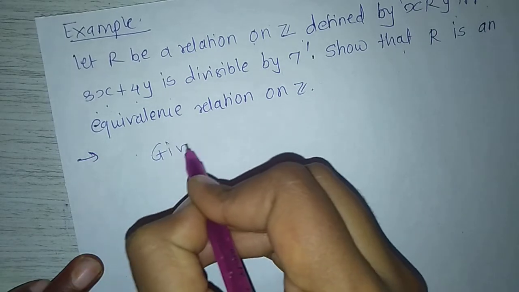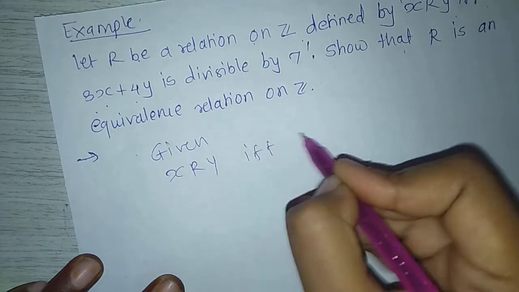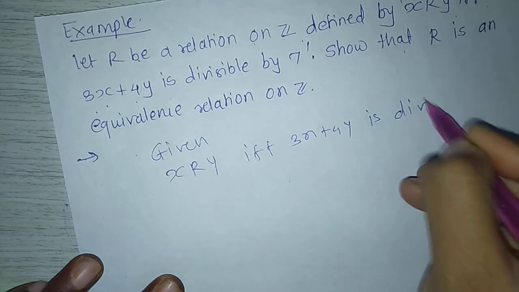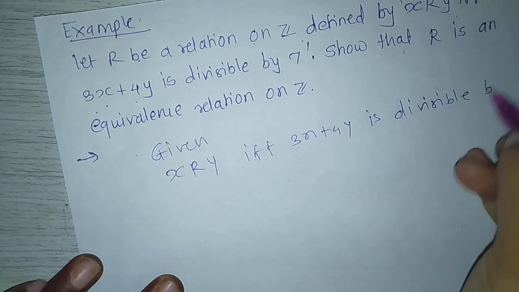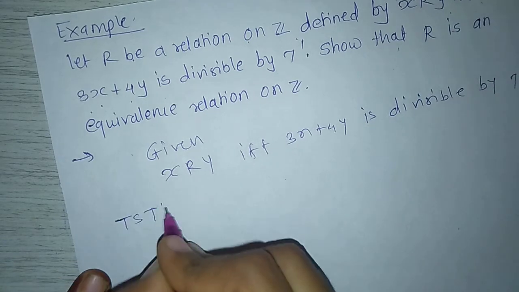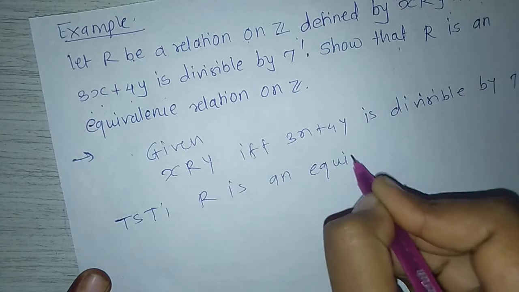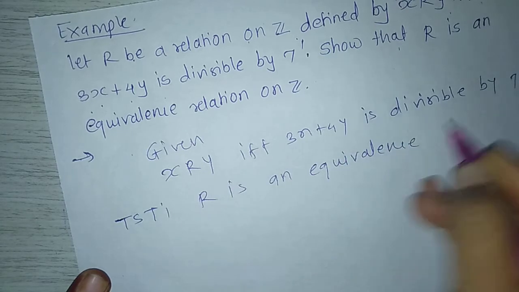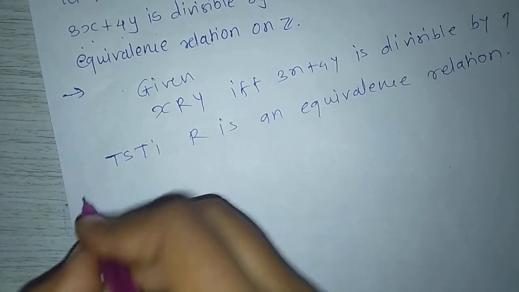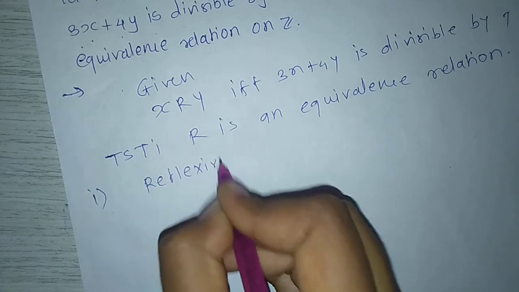Given the relation: x relates to y if and only if 3x plus 4y is divisible by 7. To show that R is an equivalence relation, first, reflexivity.